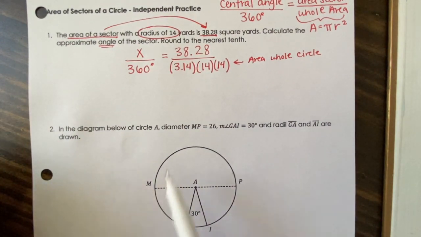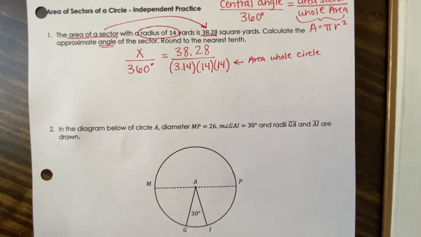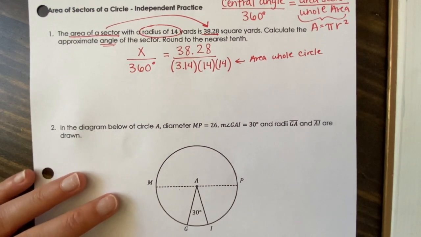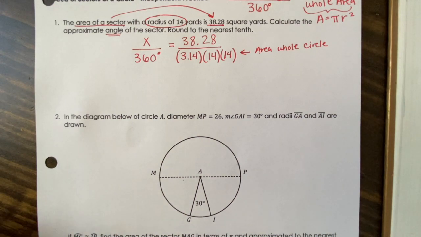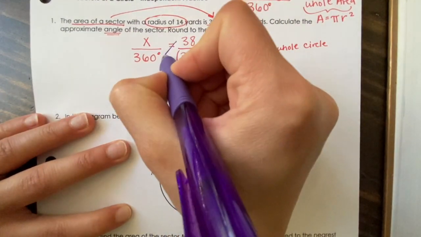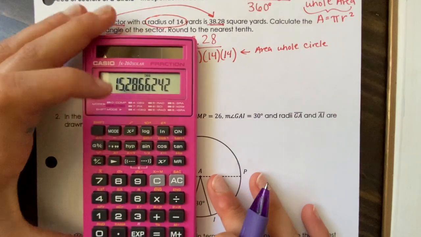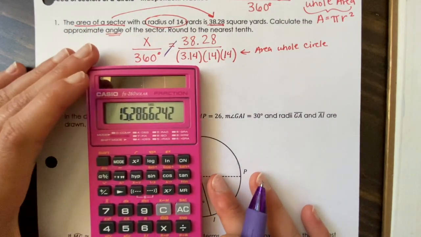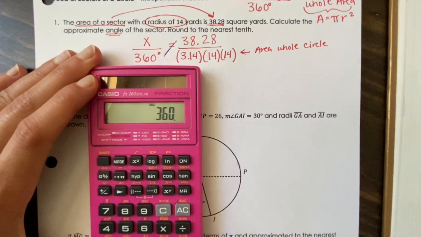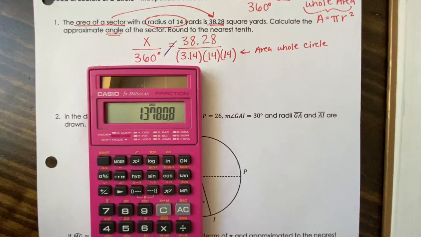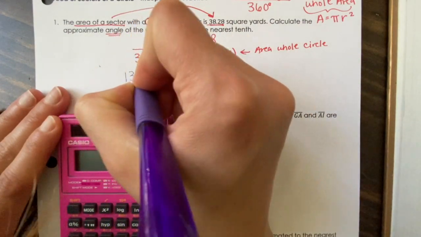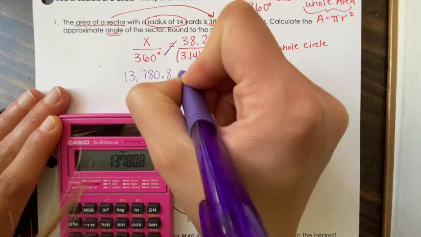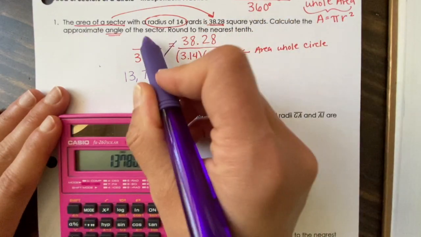The only thing different about this is you're solving for a different piece of the proportion, and you solve it exactly the same way. So we're going to cross multiply. 360 times 38.28 gives you 13,780.8, which equals this entire number times pi.